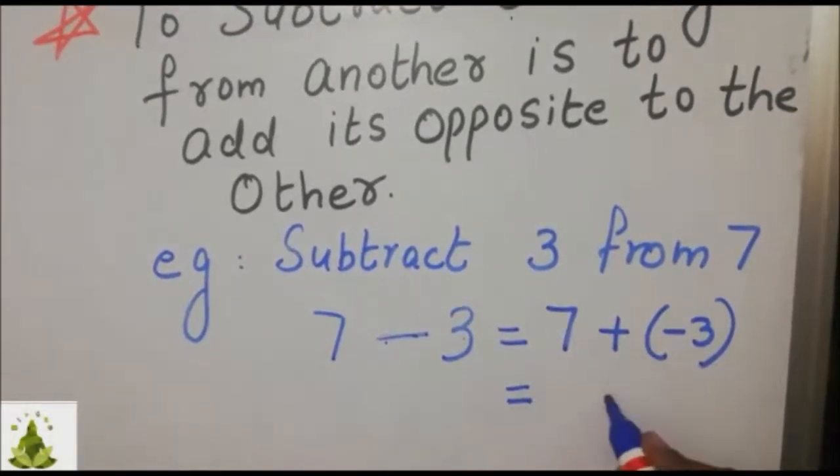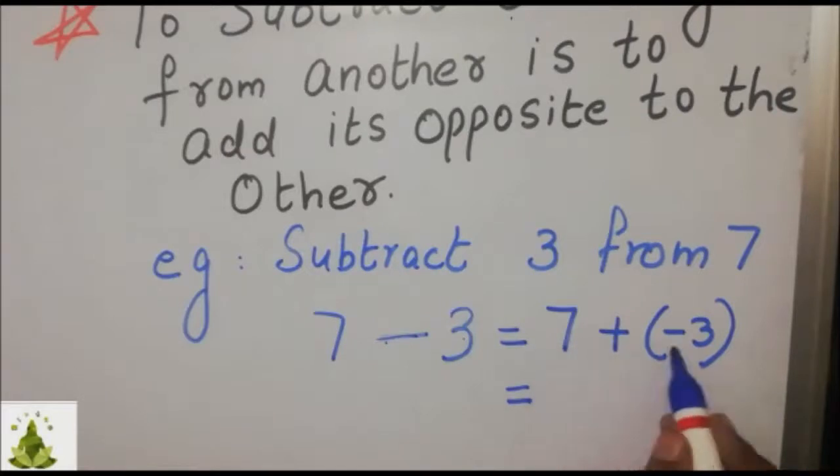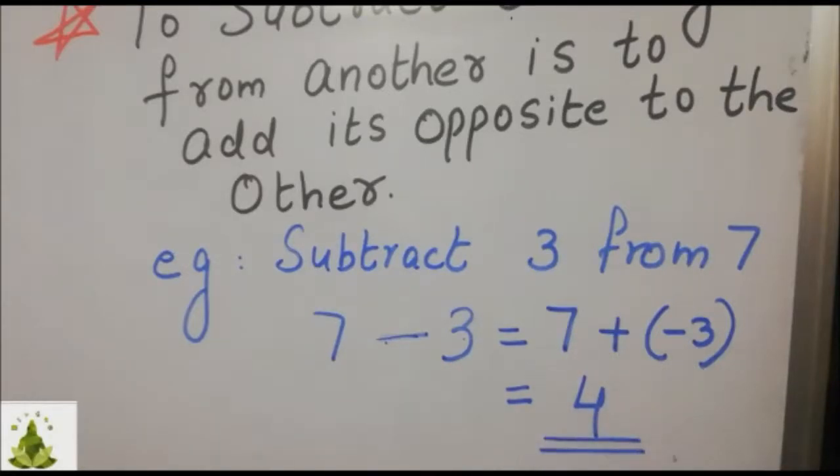Now, you know addition of integers and subtraction of integers. So, different sign, subtract itself. Here plus sign, here minus sign. Different sign, subtract. What do you get here? 4. 7 minus 3 is also 4. 7 plus minus 3 is also 4. Is this clear to you?